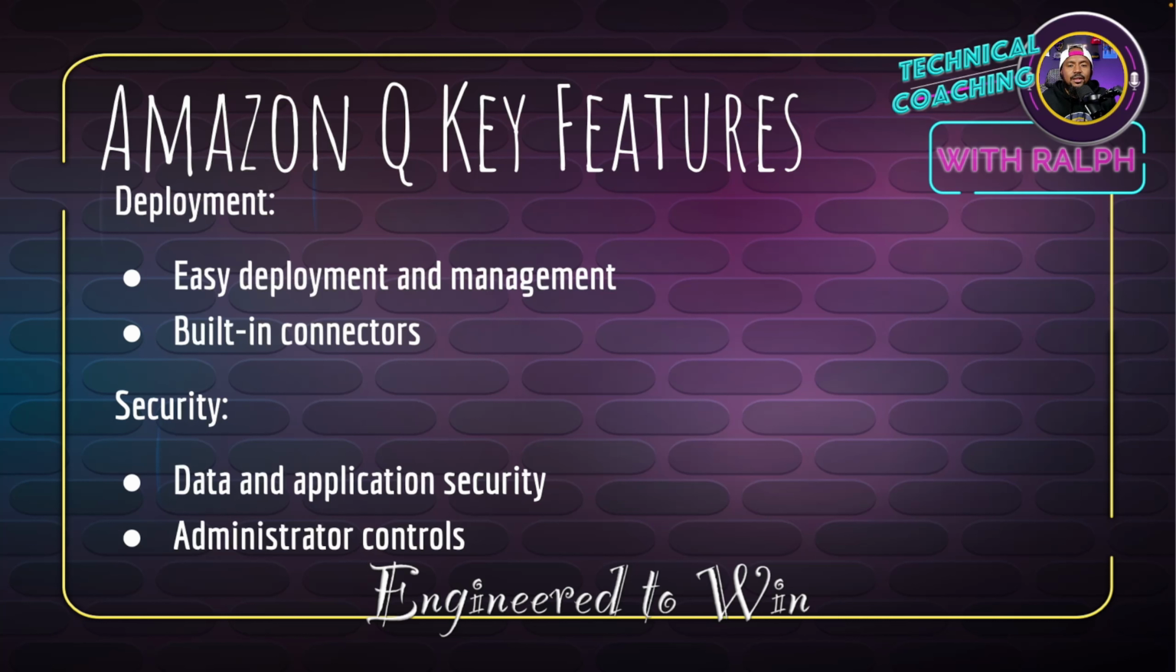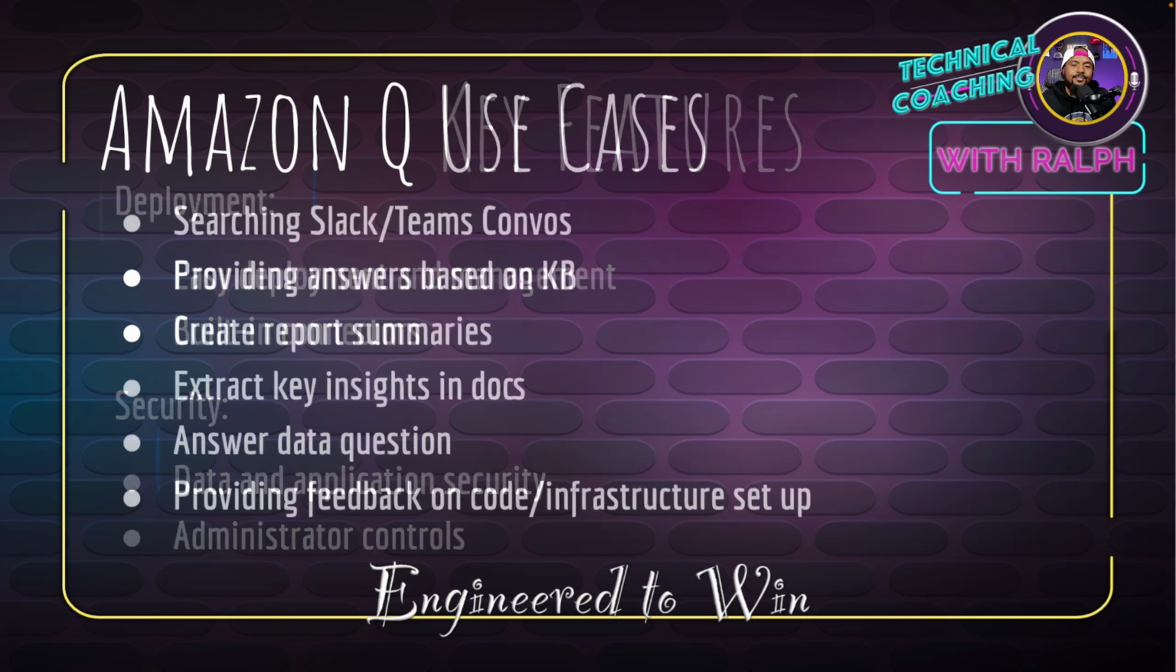It also has easy deployment and management, and built-in containers. And then the security of Amazon Q is data and application security and administrator controls. When we were doing the live stream, it's all being controlled by the IAM roles and permissions and things like that. So it does seem pretty secure. It actually seems so secure, I'm still having trouble configuring it all the way. So we're still working on that.